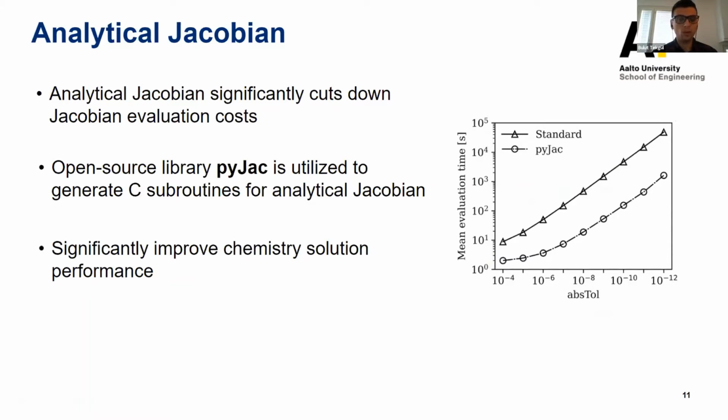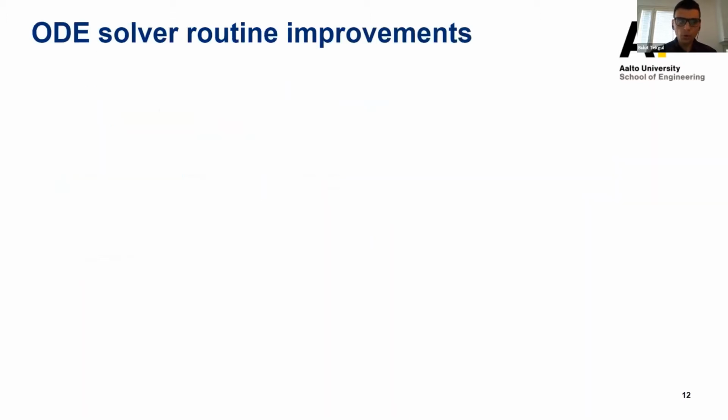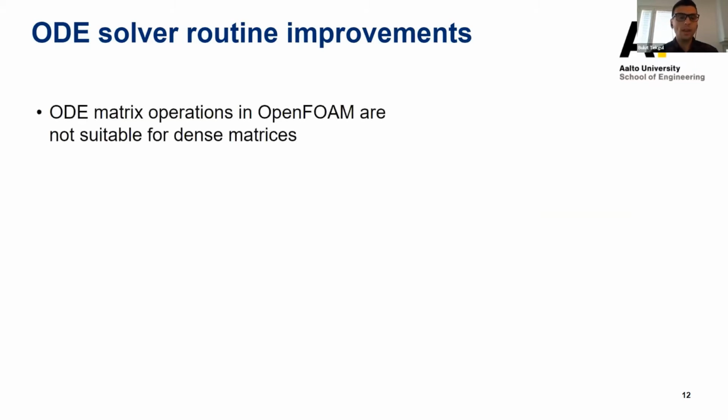You can see that we can obtain basically one order of magnitude speed up for the same zero-dimensional problem that we use for benchmarking. But on top of that, we still have to figure out the ODE solver routines, because as I said, they're not designed for dense matrices, and the Jacobian, especially an analytical Jacobian, is a full matrix. So for that, we just use LAPACK routines. Again, no need to reinvent the wheel. We just link the LAPACK ODE solver routines for dense matrices to OpenFOAM and take out the standard ones.